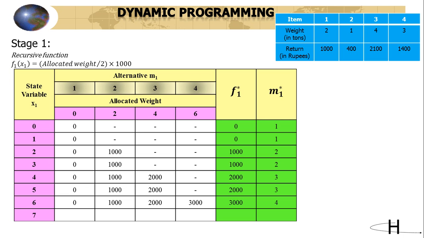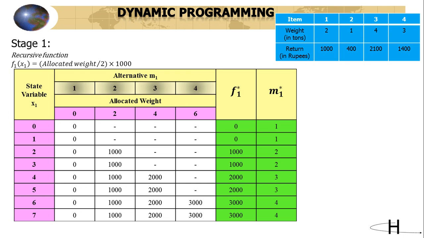Now when we consider x1 equal to 7, the recursive function values with respect to the different allocated weights will be 0, 1000, 2000 and 3000. Amongst these values, 3000 is the best one with respect to alternative 4. In this way the stage 1 can be completed.